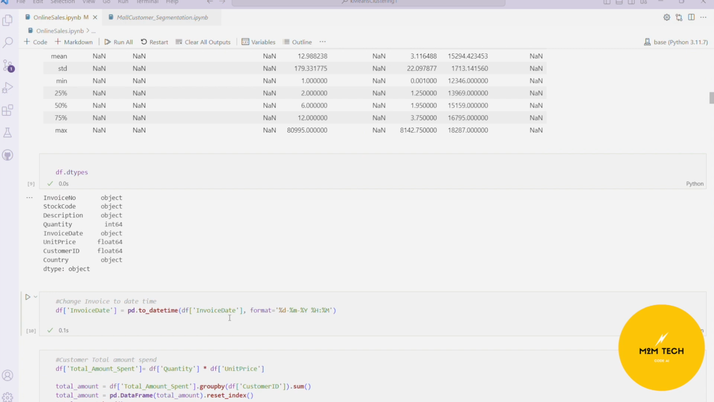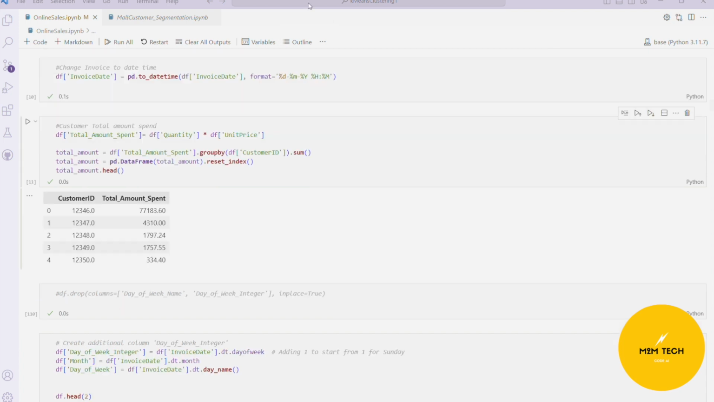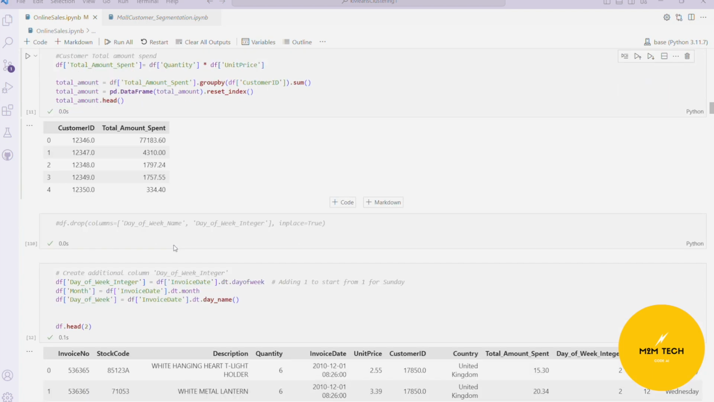So the next thing I did was to check the data types, and I saw that the invoice date was object, and I decided to convert it to a date time because I wanted to use it for further analysis. So I converted the invoice date to date time, and then also calculated the total amount spent, which is basically the quantity multiplied by the unit price, and also created the total amount data frame on a customer ID level. And then I joined that to the big data set.